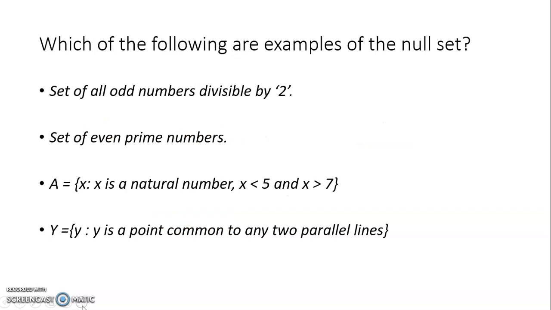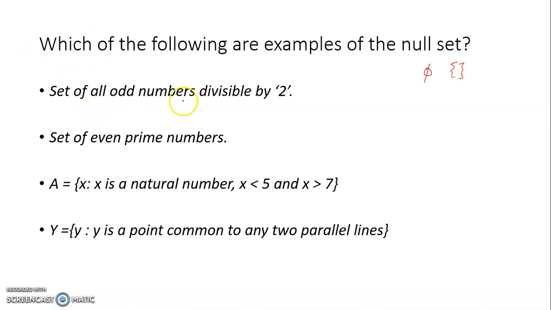Let's see. We know the definition of null set. Null set simply means the set which doesn't include any element at all. It is also represented by phi or two curly brackets having no element in between. So any set which doesn't have any member in it becomes a null set. You can refer to the previous video if you want to see it.